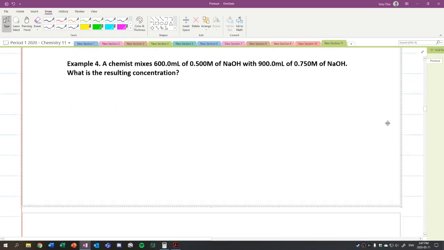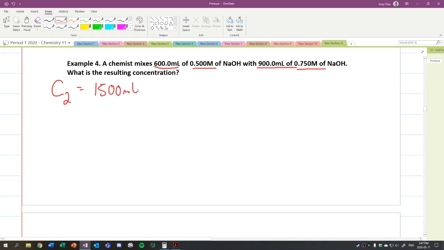Our last example here is where you have a double dilution because you have mixing of 2 different solutions of the same type of chemical. So your big thing is knowing what V2 is. In this case, V2 is going to be 600 plus 900. That's 1,500 milliliters. So again, C1V1 is equal to C2V2. You gotta dilute both of them individually and then add their final concentrations together.